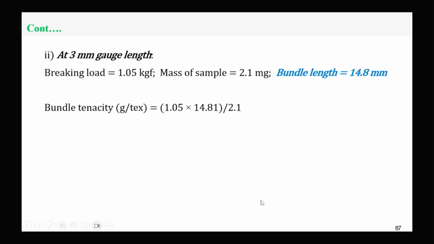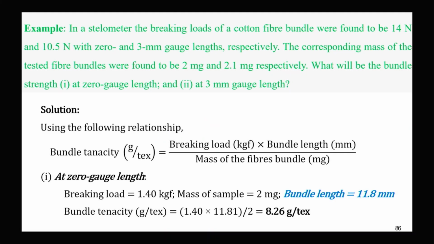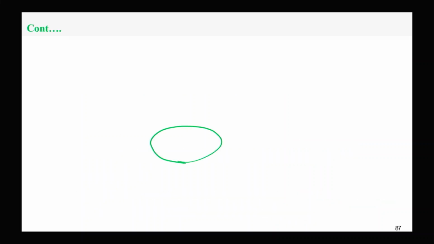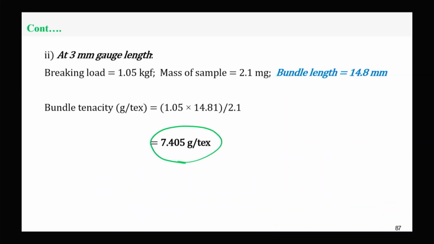And for 3 millimeter gauge length, this will become 7.405 gram per tex. So here also you can see the weak link effect: as the gauge length increases from 0 gauge length to 3 millimeter gauge length, the tenacity of the bundle also reduces.